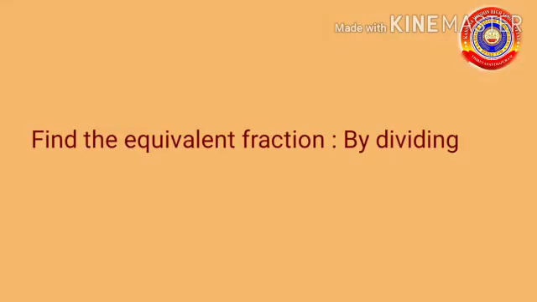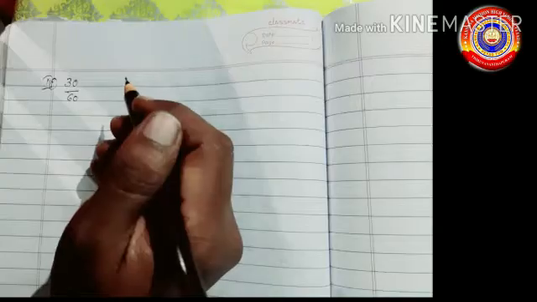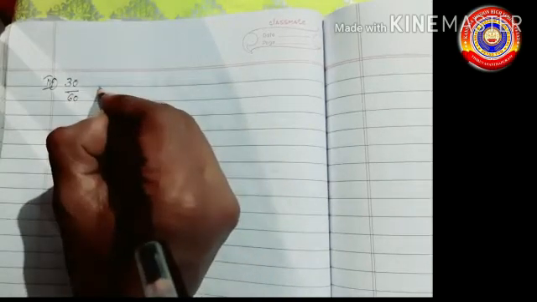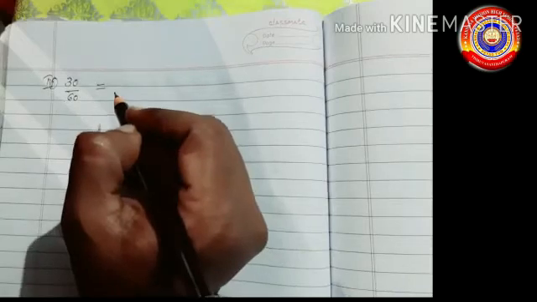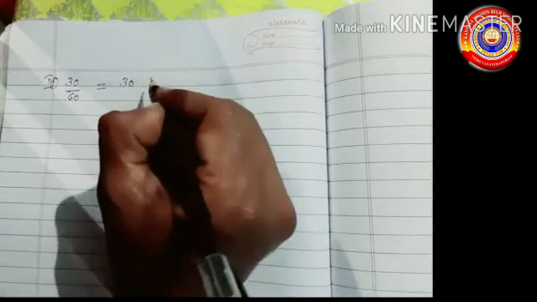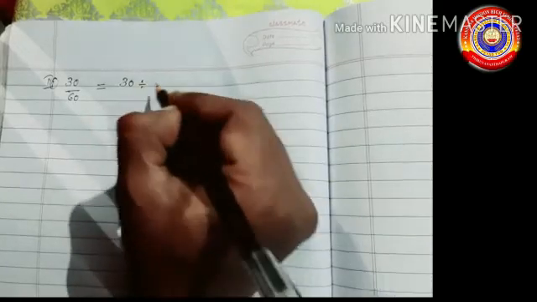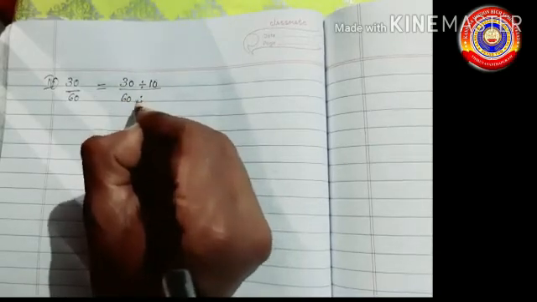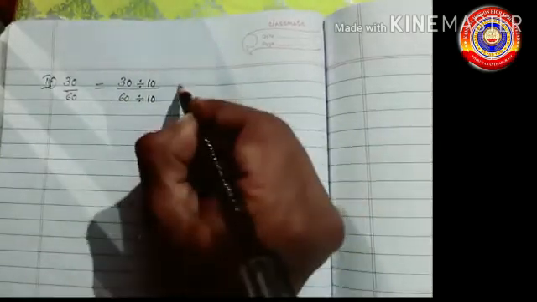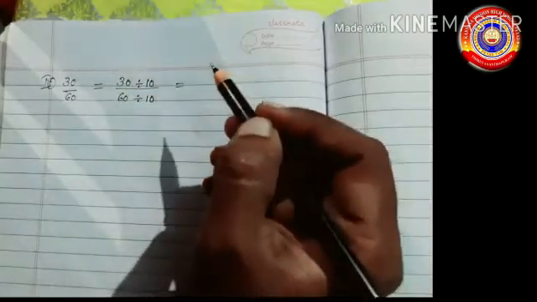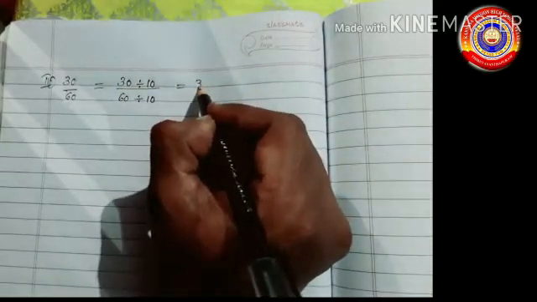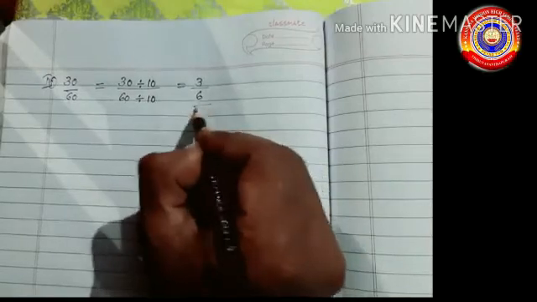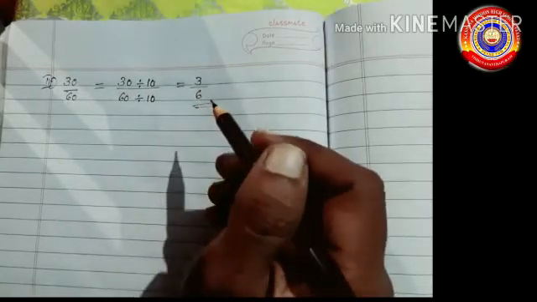Now we shall find the equivalent fraction by dividing. Question 30 by 60. We have to find the number which divides 30 and 60 together. I am going to divide 30 by 10 and 60 by 10. Then 30 divided by 10 is equal to 3, and 60 divided by 10 is equal to 6. Now we got 30 by 60 is equal to 3 by 6.